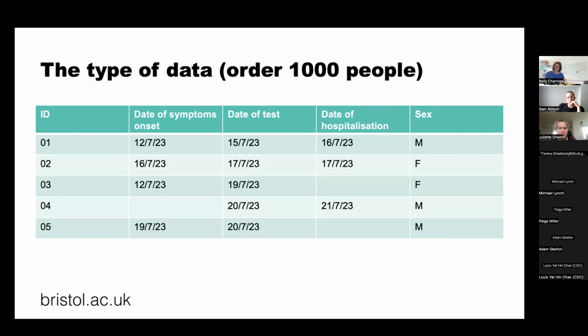This audience probably is very familiar with what a line list looks like, but the idea is that you have, in each individual, a line in your data, which is what's called a line list, and then you have certain information about your people. So maybe the date that they first get symptoms, the date that they get a test, maybe the date they get hospitalized, and some demographic data.